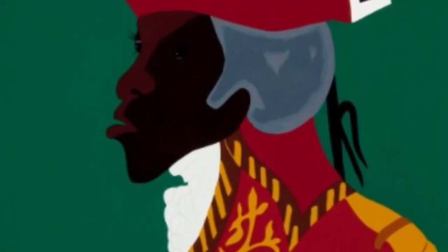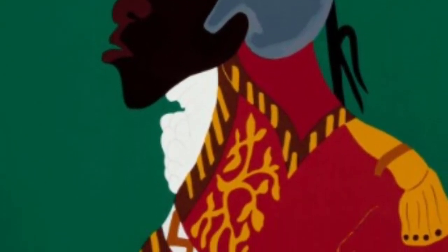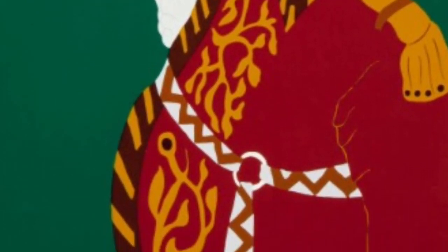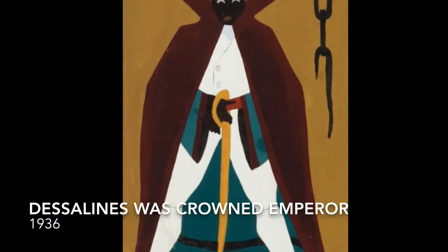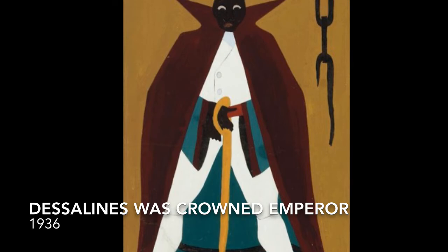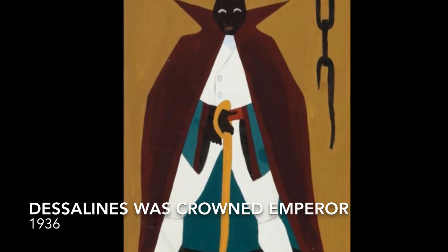My favorite series done by Jacob Lawrence is the Toussaint L'Ouverture series, made in 1936. Toussaint L'Ouverture was a leader of the Haitian Revolution. He was appointed Emperor of Haiti after the Revolution, and then was succeeded by Jean-Jacques Dessalines.